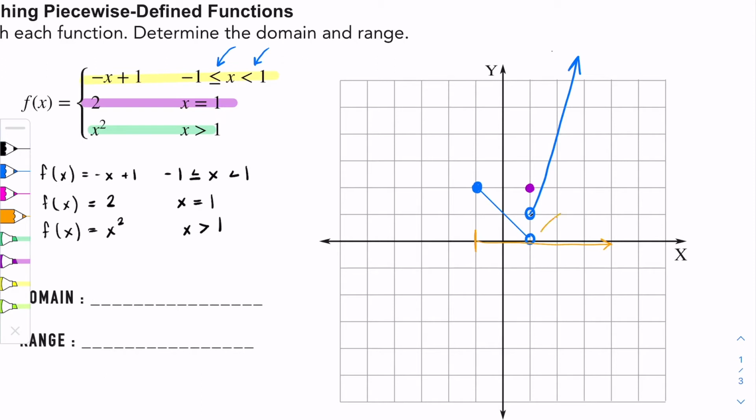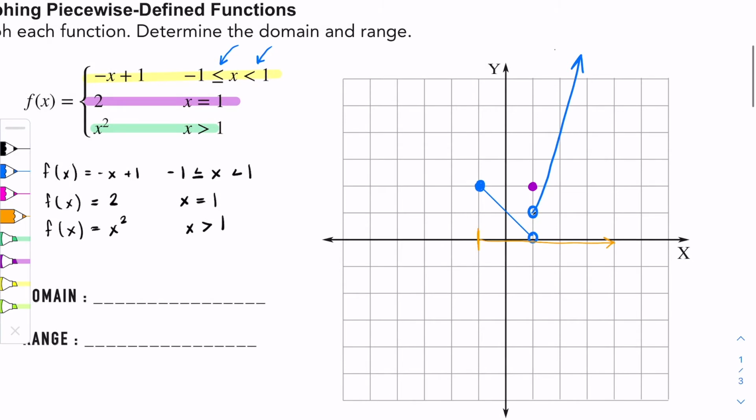Yes, we are omitting a value right here, but at that value of x = 1, we also have a closed circle. This point will trump the open circle, so therefore we are including it. And then we can see that this graph goes on forever. So we know that the domain is going to be from -1, including -1, to +infinity.